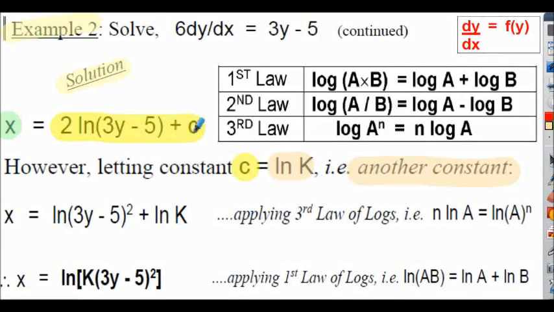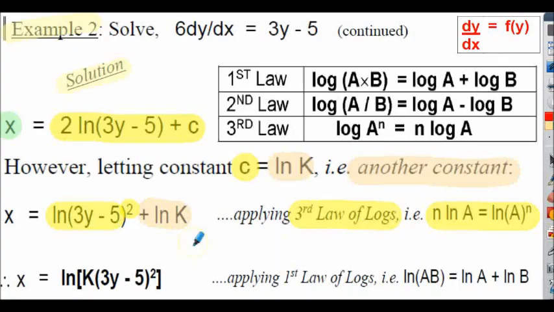So on the next line I've replaced the plus c in the above equation with plus ln k, and also I've applied the third law of logarithms to the log function. Instead of having 2 times ln 3y minus 5, notice I have ln 3y minus 5 now raised to the power of 2, which is just applying the third law of logarithms shown here.